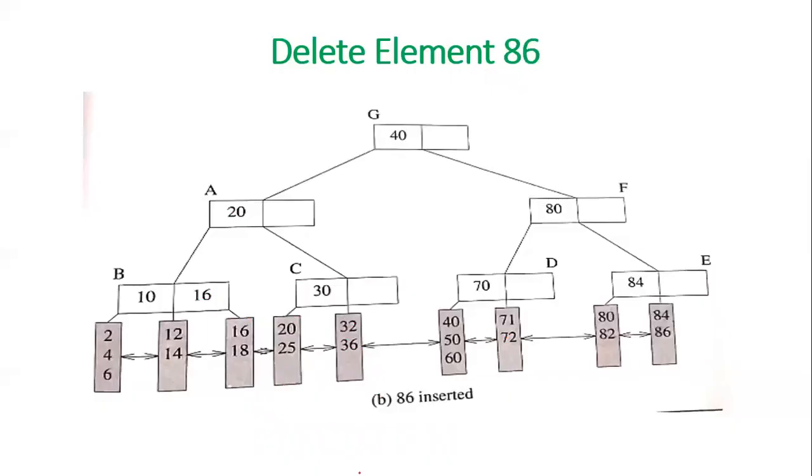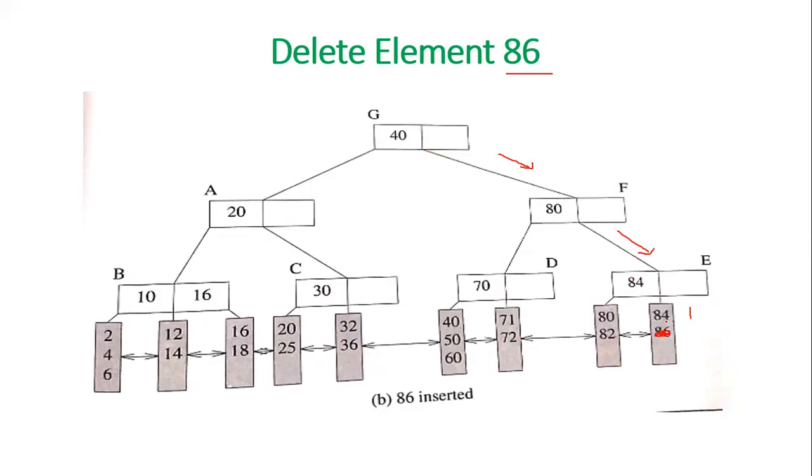Next, let us see how to delete 86 from the tree below. Where is 86? 86 is greater than 40, take this path. 86 is greater than 80, so take this path. 86 is greater than 84, so take this path. 86 is here. Now, if you delete 86, what will happen?